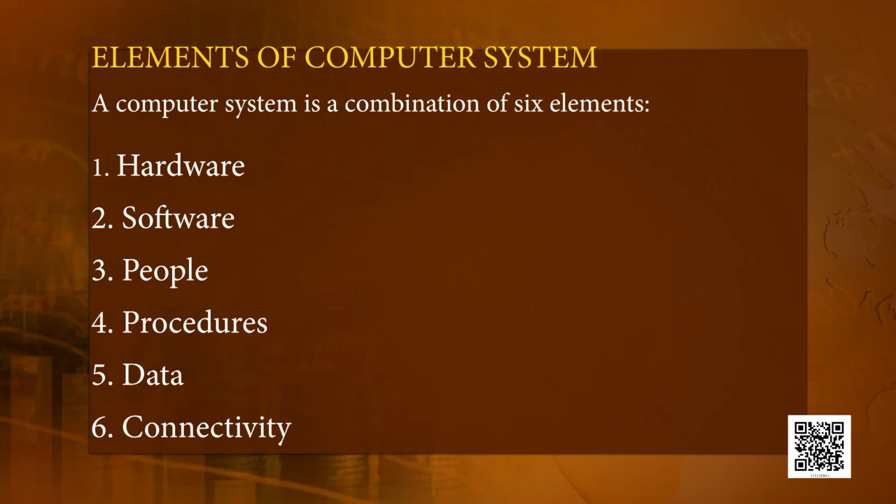The last and sixth element of a computer system is connectivity. The manner in which a particular computer system is connected to others, say through telephone lines, microwave transmission, satellite link, etc. is the element of connectivity.